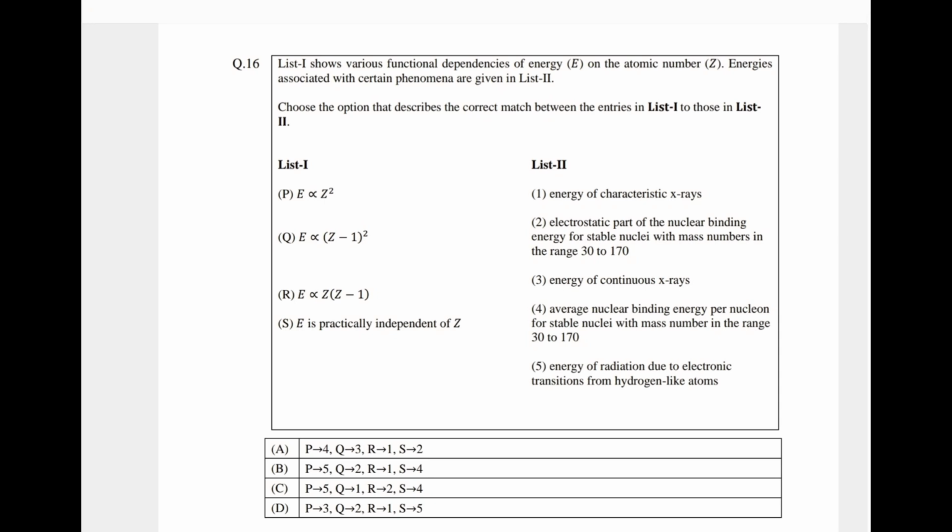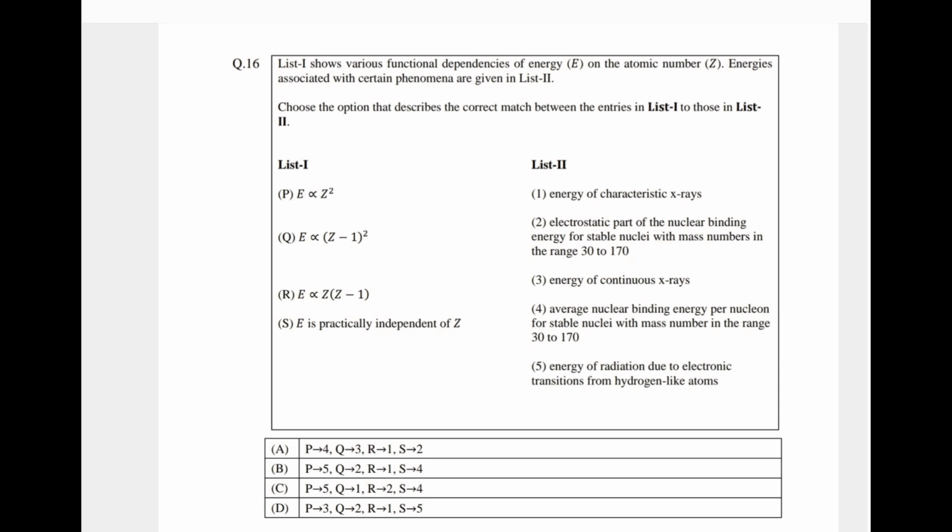The problem is asking: list 1 shows various functional dependencies of energy E on the atomic number Z. Energies associated with these certain phenomena are given in list 2. Choose the option that describes the correct match between the entries in list 1 to those in list 2.